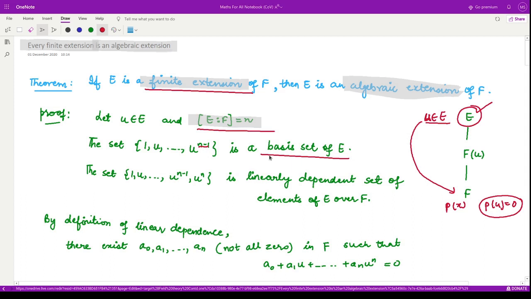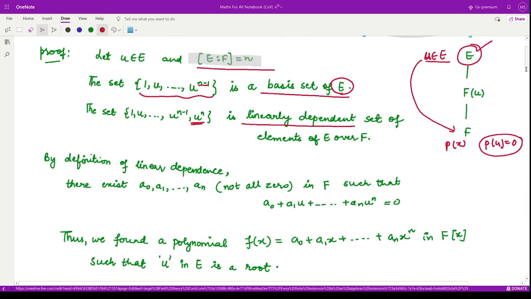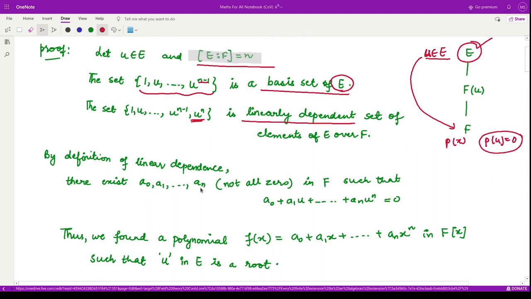Now what do we mean by a basis set? That means that this set contains linearly independent vectors which are sufficient to generate the whole of this extension field. So now if I add one more element, say u to the power n, to the set of n linearly independent vectors, this set now becomes linearly dependent. So by definition of linear dependence, we know there exist scalars a0 up to an, which are not all 0 in F, such that the linear combination of these together with the set is equal to 0. So this is by virtue of the definition of linear dependence.